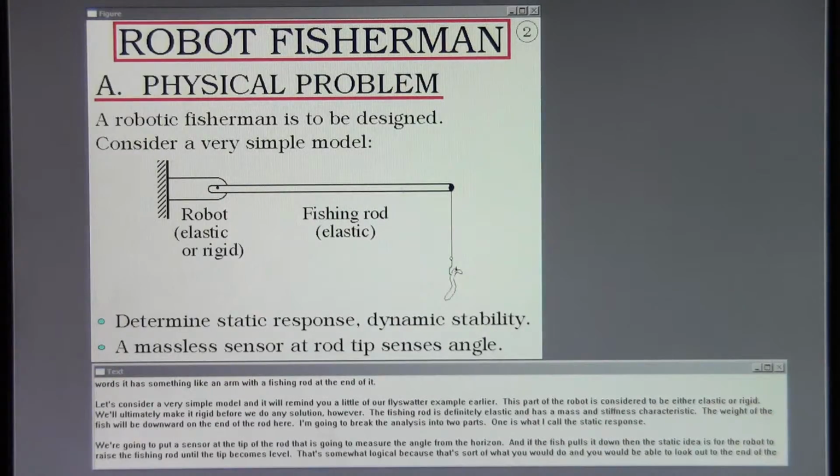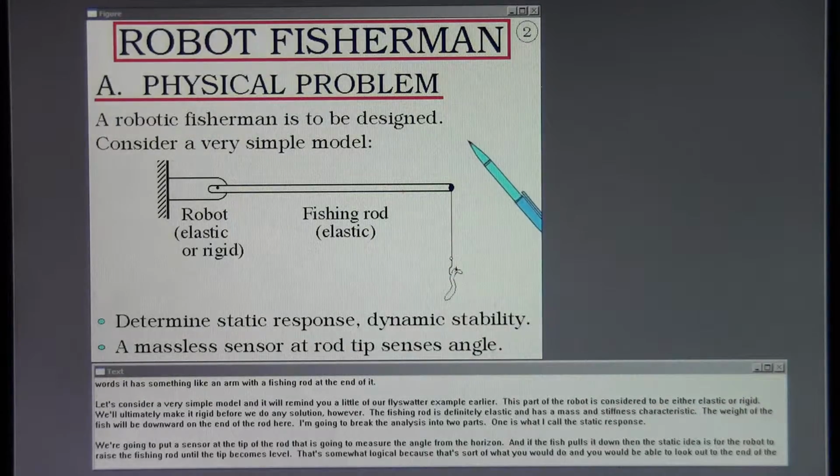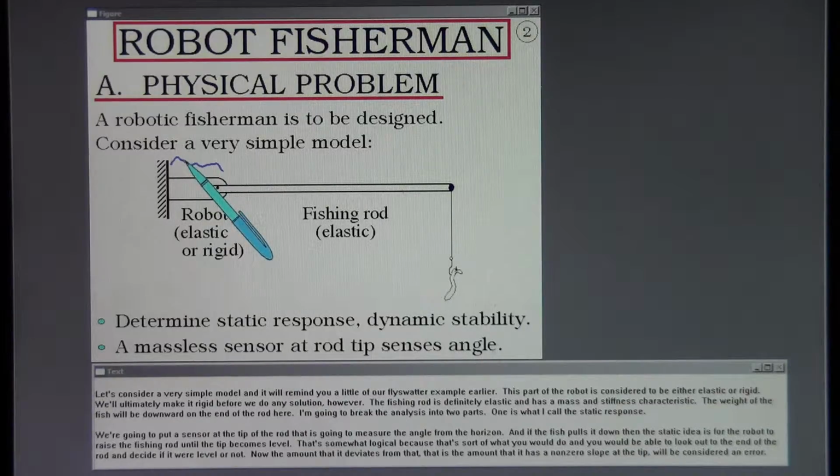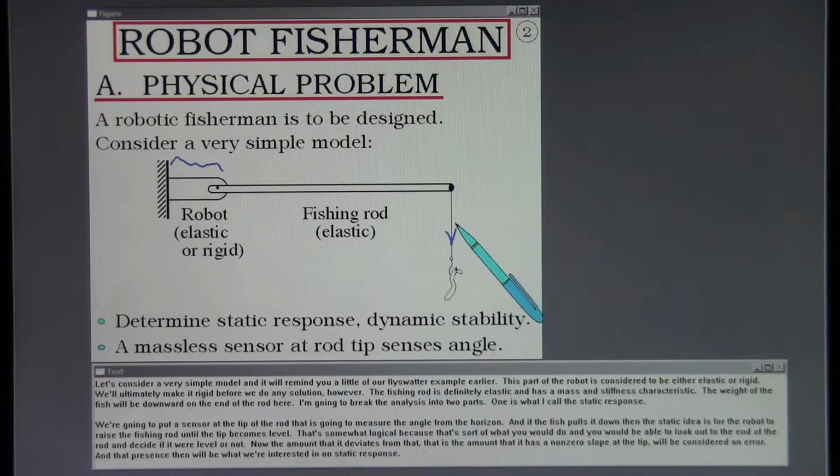Let's consider a very simple model, and it will remind you a little of our fly swatter example earlier. This part of the robot is considered to be either elastic or rigid. We'll ultimately make it rigid before we do any solution, however. The fishing rod is definitely elastic and has a mass and stiffness characteristic. The weight of the fish will be downward on the end of the rod here. I'm going to break the analysis into 2 parts. One is what I call the static response.